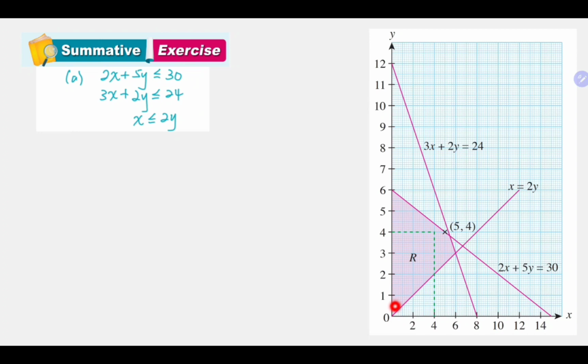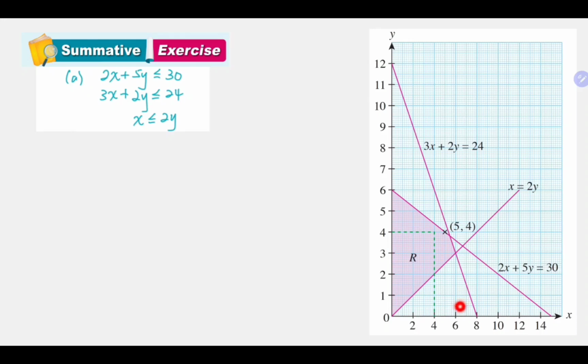3x plus 2y equals to 24. Get the y-intercept of 3x plus 2y equals to 24, which is y equals to 12. And the x-intercept will be 8. So we get 12 and 8. So this is our line. And we want 3x plus 2y less than or equal to 24. Therefore, we want the region below this straight line.